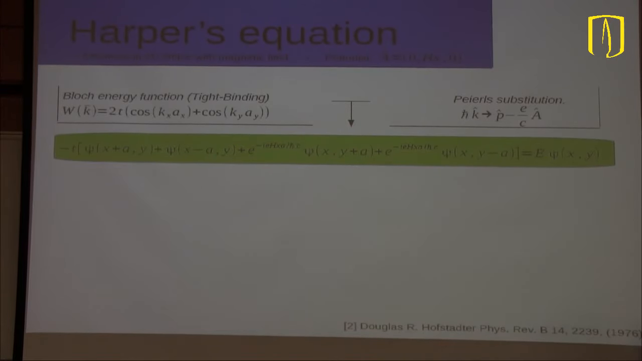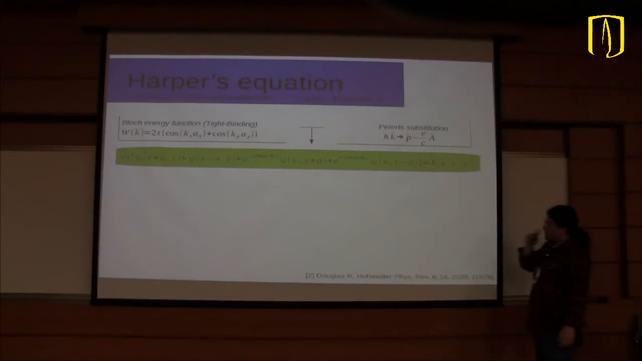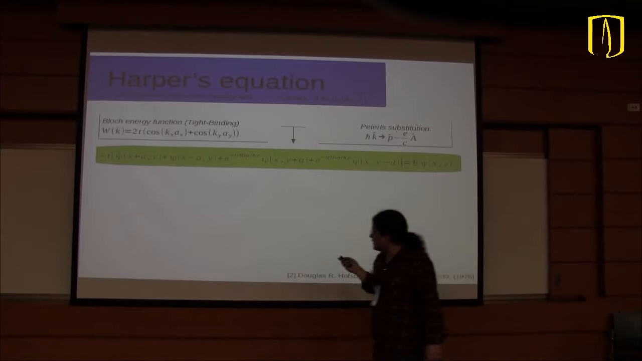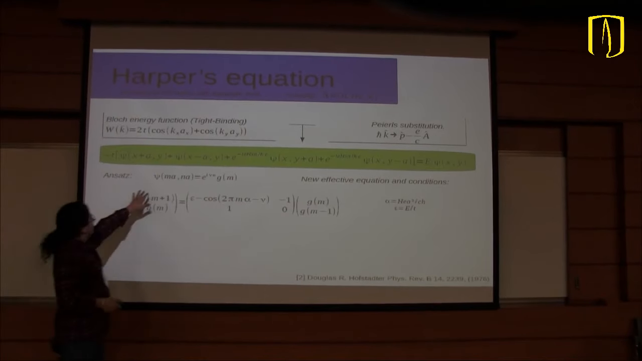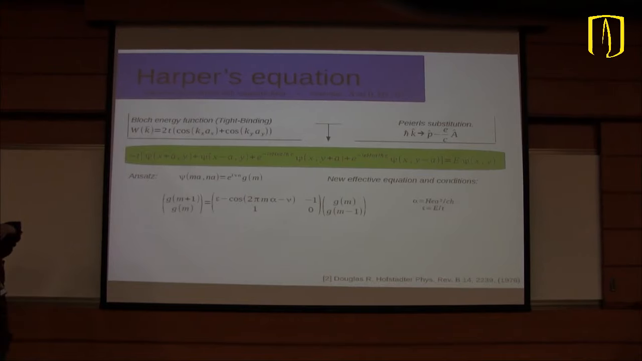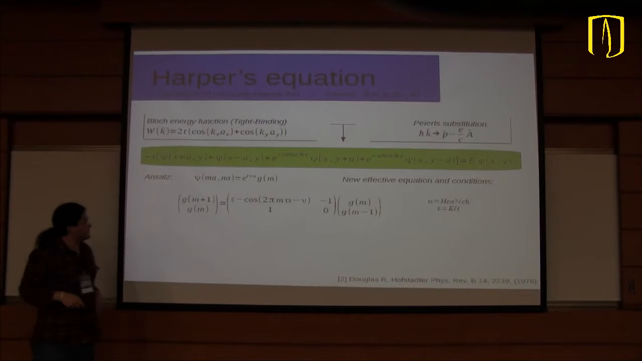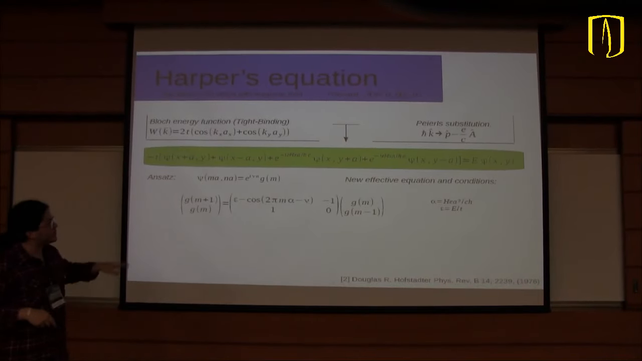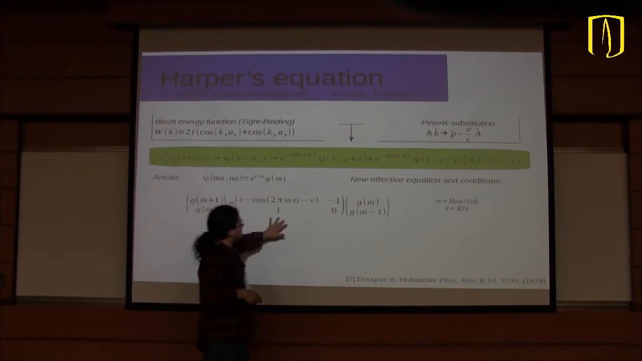So from there, if we propose a two-dimensional wave function, then we will get this equation here. This arises from the p part in the Peierls substitution, because e to the i times the p operator divided by h, the Planck constant, is a kinetic operator, so we will have a hop in the lattice.